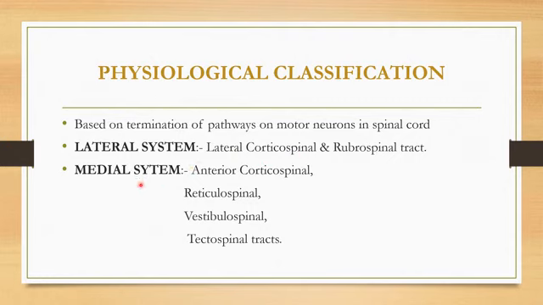And other system is medial system. So the fibers that descend down in the medial and anterior column of the spinal cord. And the pathways are anterior corticospinal, reticulospinal, vestibulospinal and tectospinal tracts. So these fibers terminate on the motor neurons that are placed medially in the ventral horn, that is medial group of motor neurons. And these tracts are involved in maintenance or regulation of posture of the person.